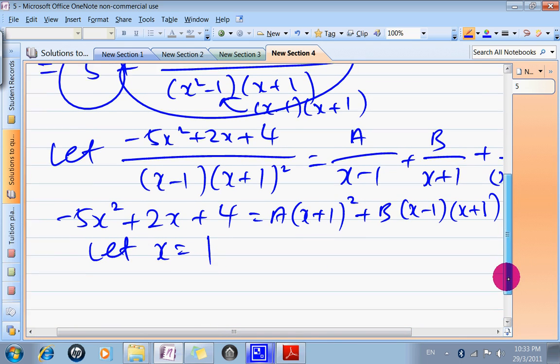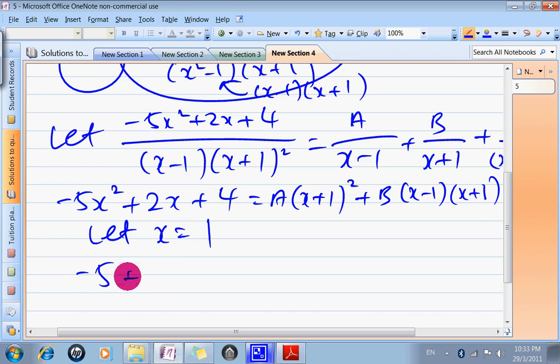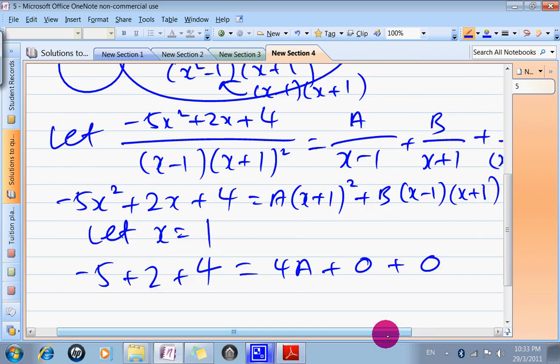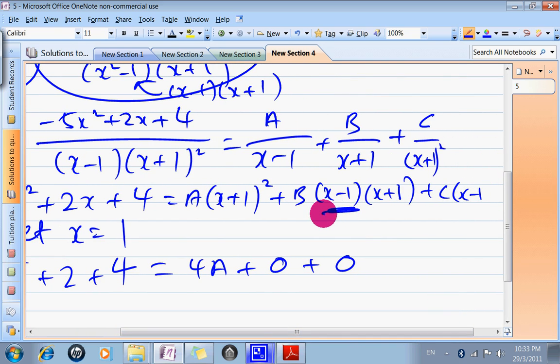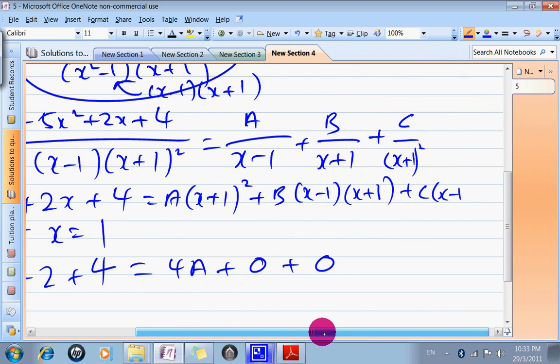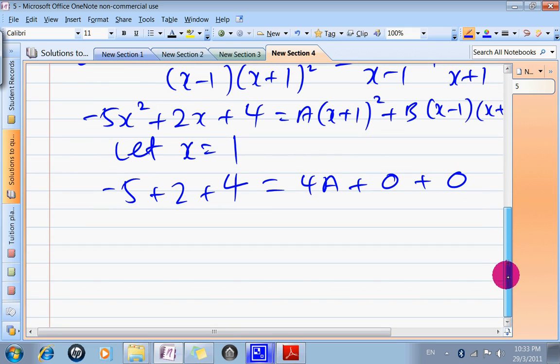Let x be 1, so I get minus 5 plus 2 plus 4 equals to 2 squared will give me 4A. The B will disappear, the C will disappear because they contain x minus 1, so sub in, you get 0. So that done, I'm continuing. So I get 1 equals to 4A, A equals to 1 quarter.